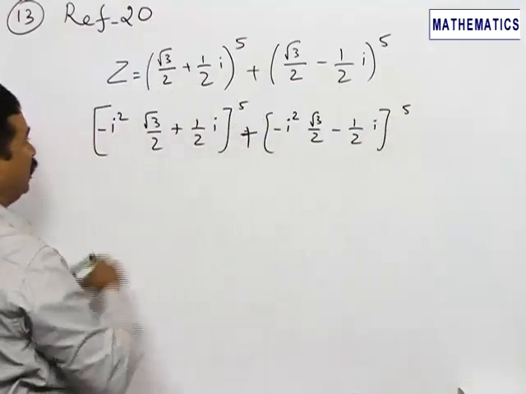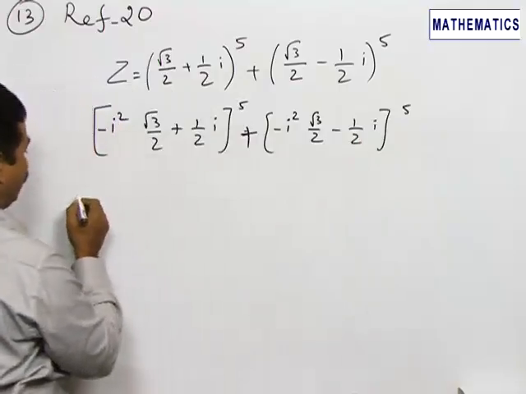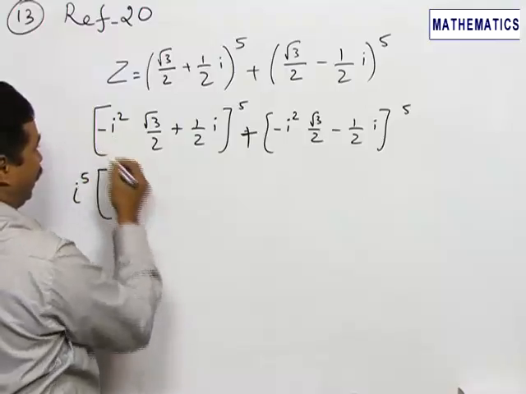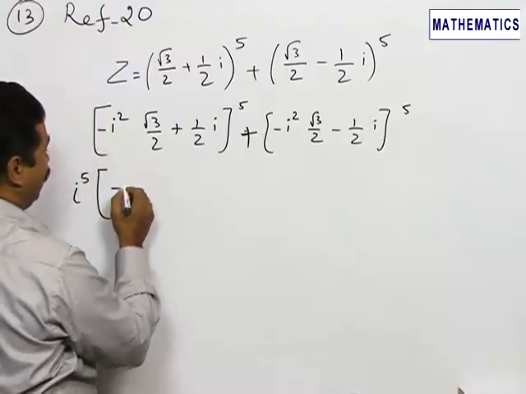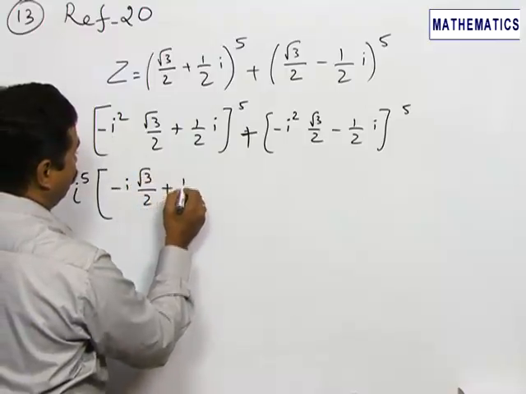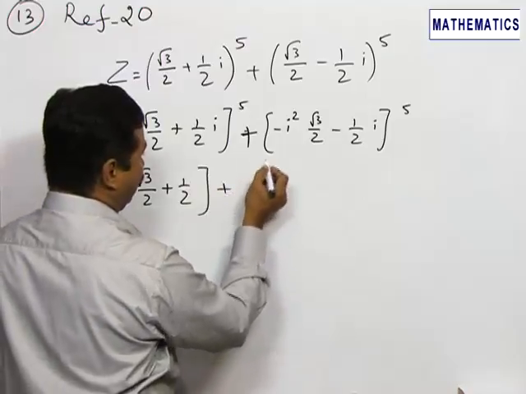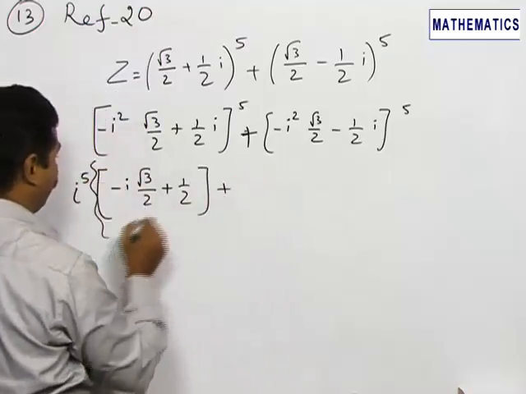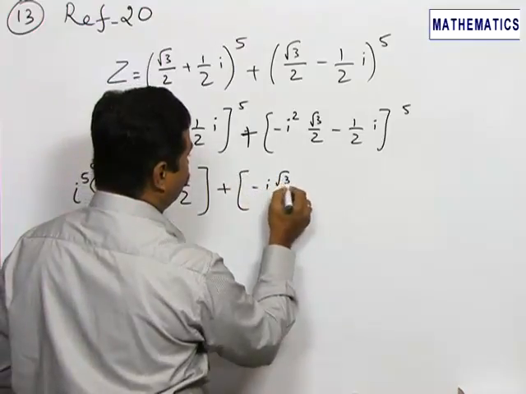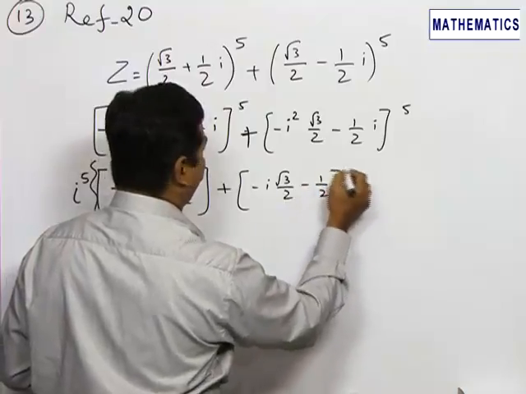Now in both these quantities we can take i power 5 as a common term. So if I take i power 5 outside, when I take an i over here, it becomes minus i into (root 3 by 2 plus 1 by 2 i), plus, again i power 5 is common, minus i into (root 3 by 2 minus 1 by 2 i) to the whole power 5.